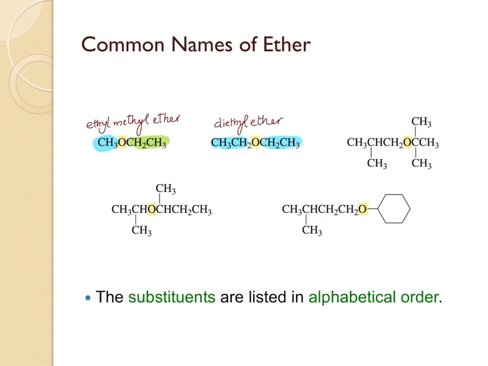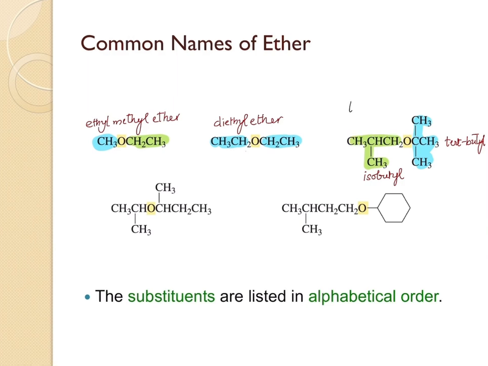Let's go on to the next one. Now let's identify the two different alkyl groups that we have here. Okay, this is an example of an unsymmetrical ether where you can see that this is one of your alkyl groups and this is our other alkyl group. Now what is this group right here? This group is a tertiary butyl group, right? So tertiary butyl group, whereas the one on the left is going to be an isobutyl group. And if you want to list this in alphabetical order, it's going to be tertiary butyl isobutyl ether.